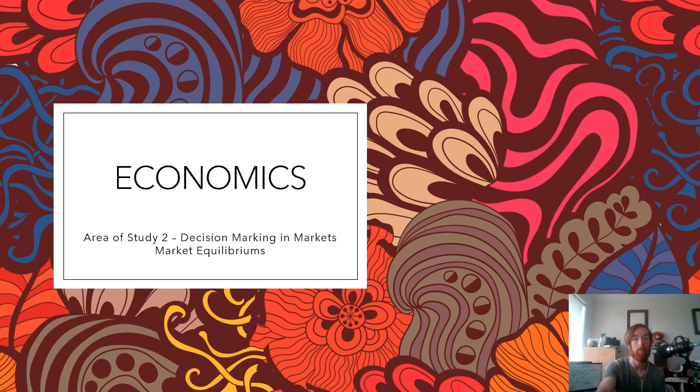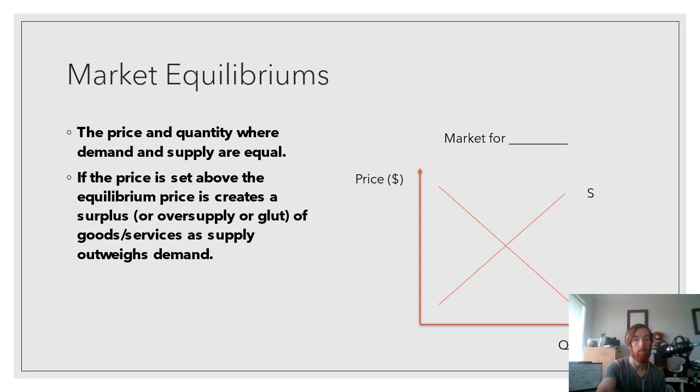So getting onto that first slide, I'm going to move my video away for a moment, and we're going to talk about market equilibrium. Market equilibriums are the price and quantity where demand and supply are equal. On any given demand and supply graph, the equilibrium price is always going to be the point where demand and supply are equal. It's going to be the intersection between those two curves. On the side here, we'll call them equilibrium price and equilibrium quantity. It's the price where those two are equal.